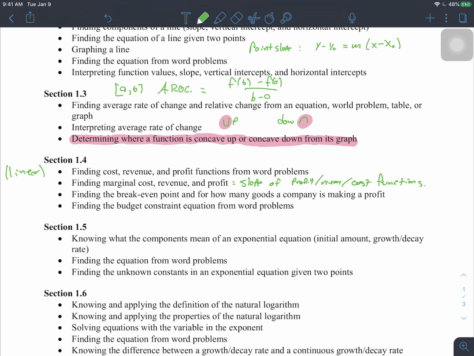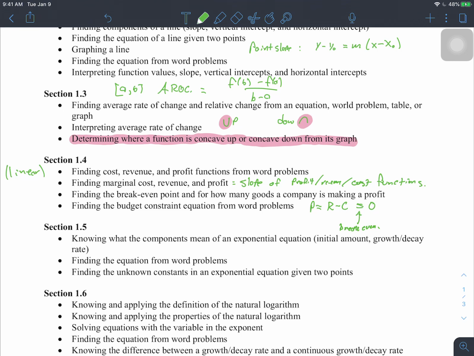Okay, so finding the break-even point. The break-even point is when your costs are equal to your revenue. If we have profit equals revenue minus cost, and we have revenue equal to cost, then this will be equal to 0. If our profit is equal to 0, that's our break-even point. So we want to find the value of Q that's going to make that happen.